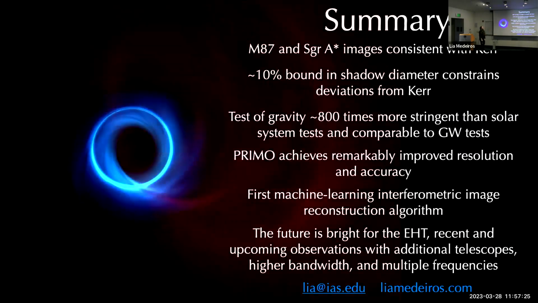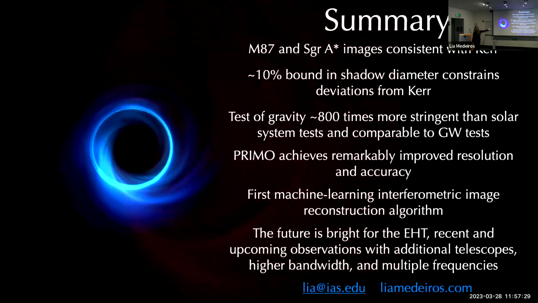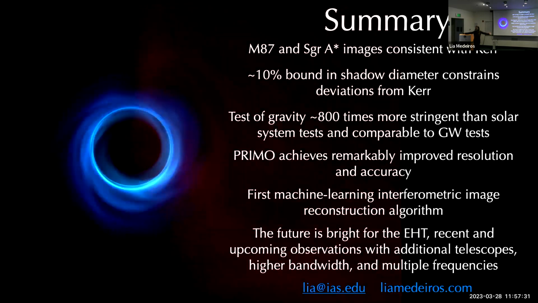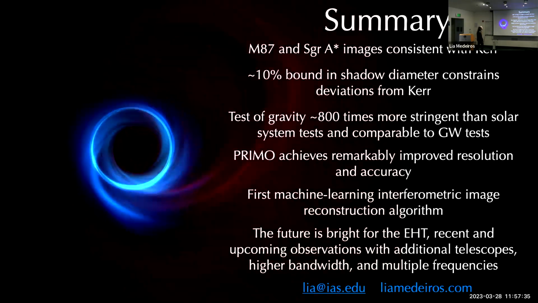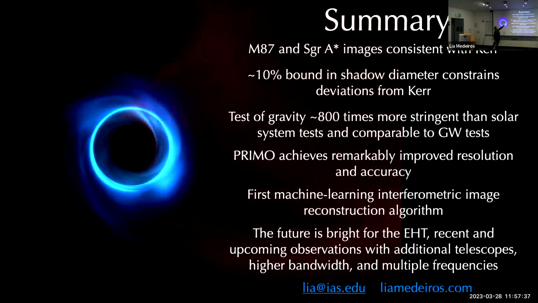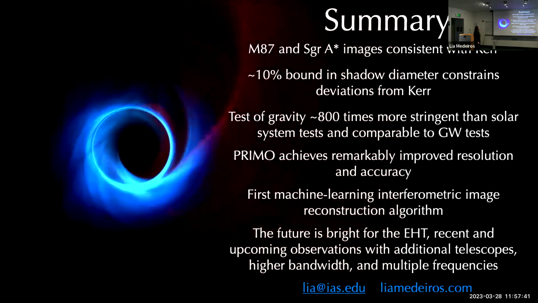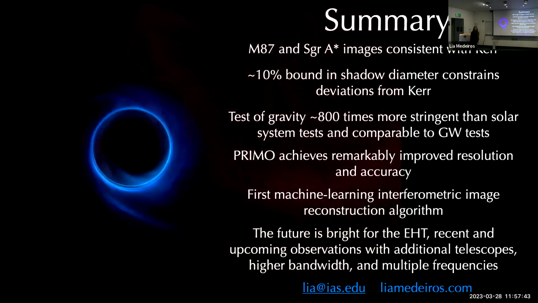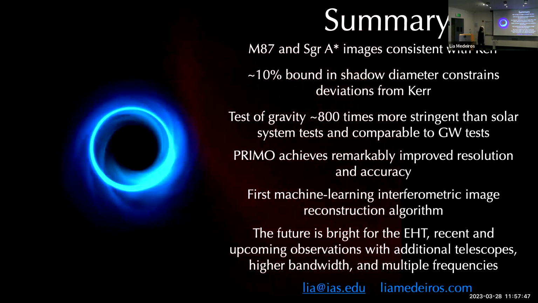Okay, so with that, this is my summary. So M87 and Sagittarius A* are both consistent with Kerr. I know I've just completely changed the lives of all of you by that completely unprecedented information that nobody expected. A 10% bound in shadow diameter constrains deviations from Kerr. We are doing about 800 times better than what can be done in the solar system, and we're comparable to what can be done with gravitational waves.